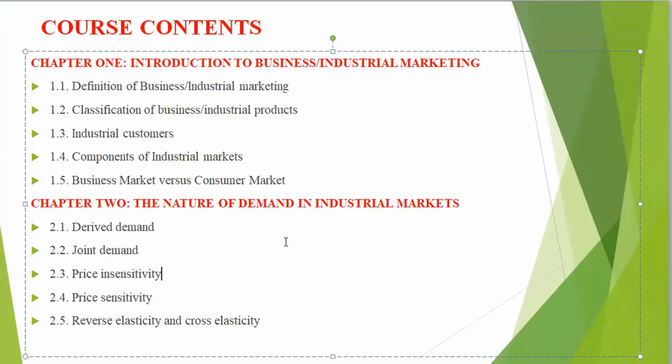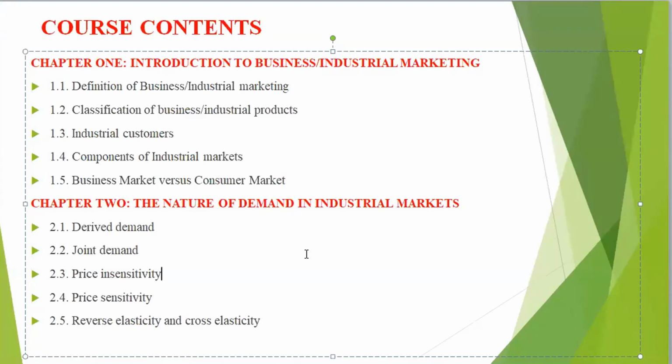In this case, we'll see who the consumers, the industrial market customers, will be. All organizations that need a product for further process would be the customers of the industrial market, or industrial marketing.